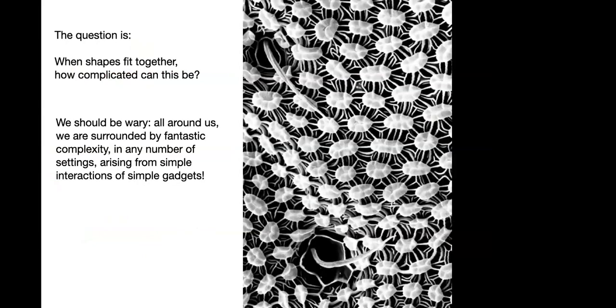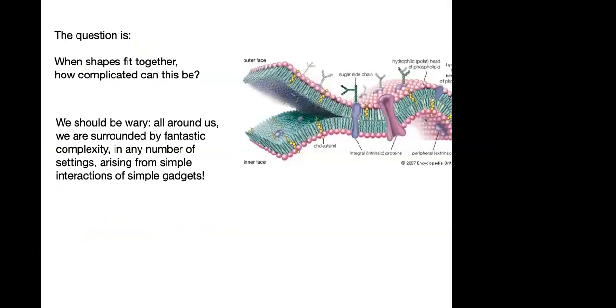And then the motivating question for today, which I think is really fascinating in a lot of ways. And as combinatorialists, I'm sure you're sympathetic to this. The basic point is: when shapes fit together, how complicated can that be? Of course, we might mean this very broadly. For example, in the natural world, this is everywhere. All over the place, we see complex systems arising from the interaction and assembly of simple gadgets.